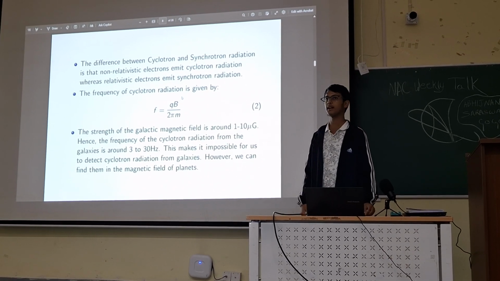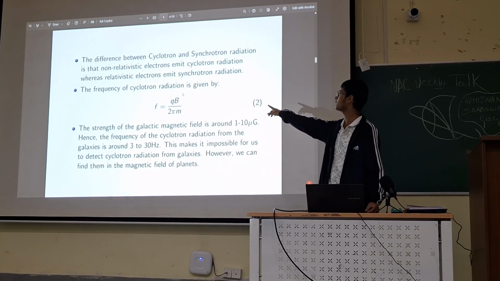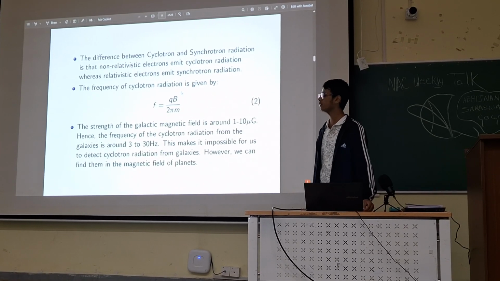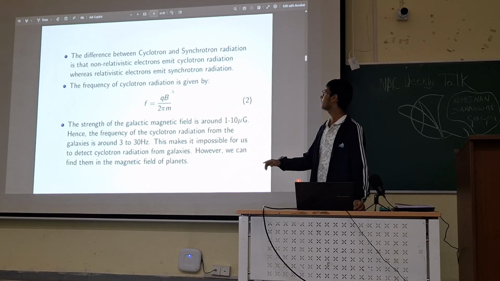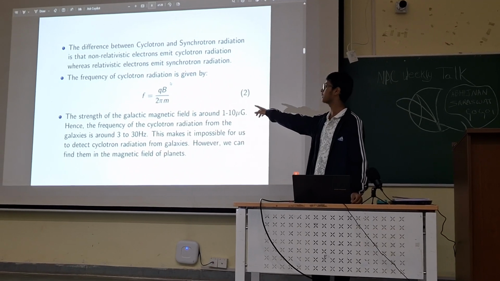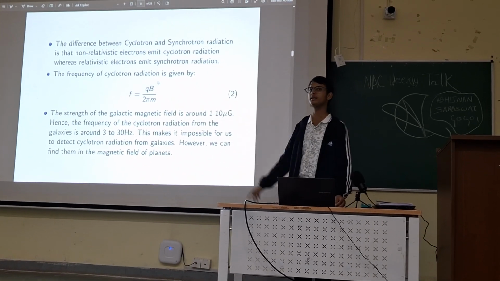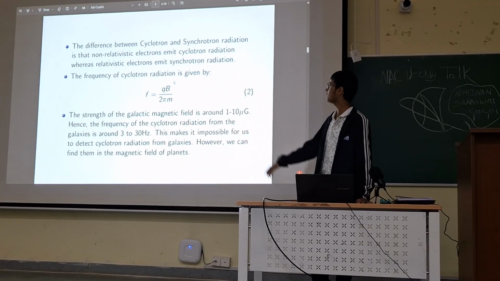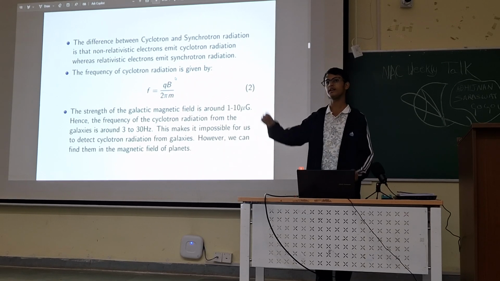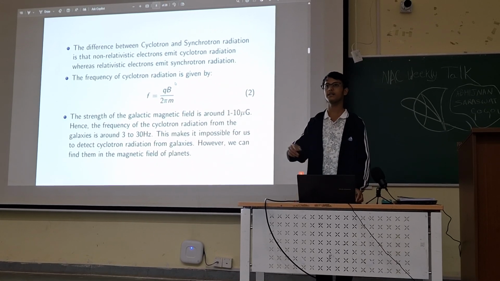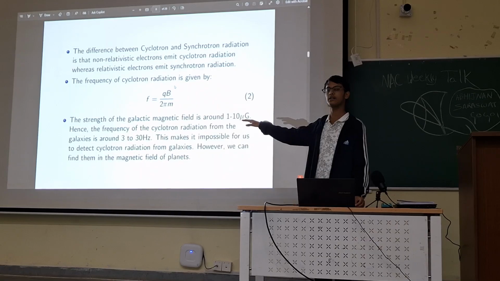The frequency of the radiation, of cyclotron radiation, is given by this particular formula. It is given by qB divided by 2πm, where q is the charge of the particle, B is the magnitude of the intensity of the magnetic field, and m is the mass of the particle. You can see from this expression that the frequency of the cyclotron radiation does not depend on the velocity of the particle, but only on the strength of the magnetic field. So if you apply a very strong magnetic field, the frequency of cyclotron radiation will be higher. But if the magnetic field is weaker, then the frequency will be less.